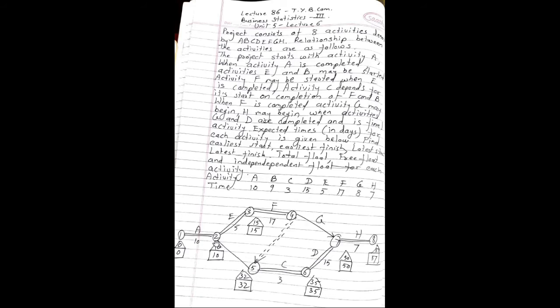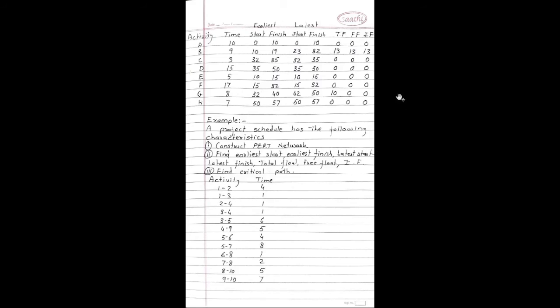Activity B is here. This is activity B. 32 minus 10 becomes 22. 22 minus 9, since the activity duration for B is 9. So the value becomes 13. So for B, independent float is 13.